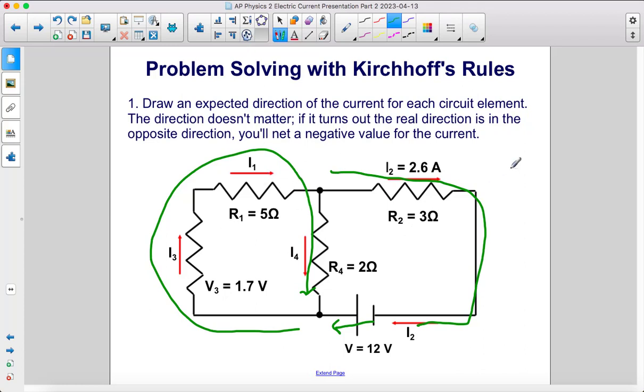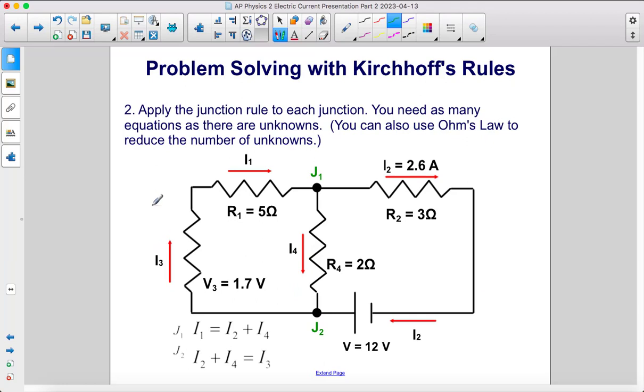Next, we're going to apply the junction rule to each junction. Remember, we're going to need as many equations as there are unknowns. So junction 1 is here. So I1 has to equal I2 plus I4, because if the current's going this way, it's going to split up into those two branches there. We have another junction here, and we have current coming in this way and that way. So I4 plus I2 has to be equal to I3.